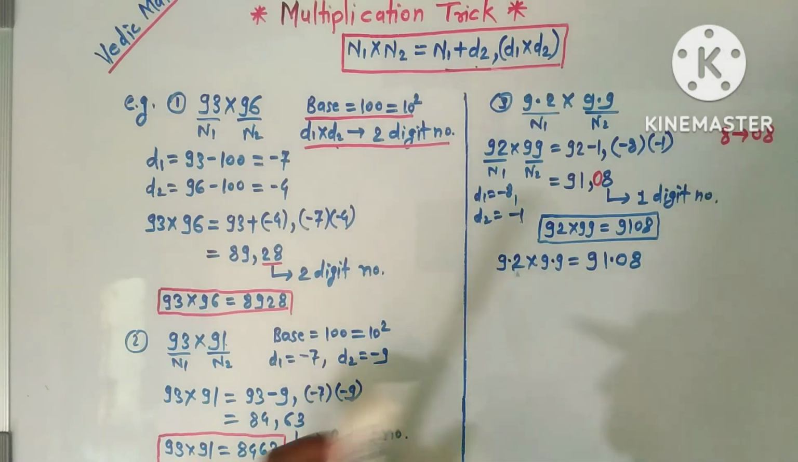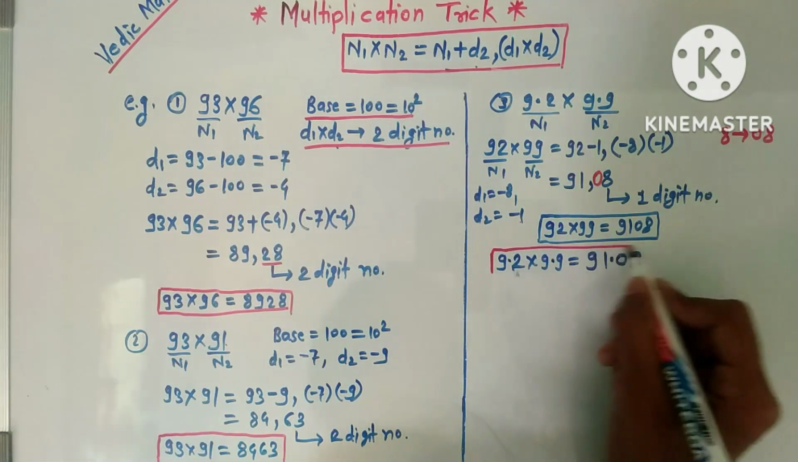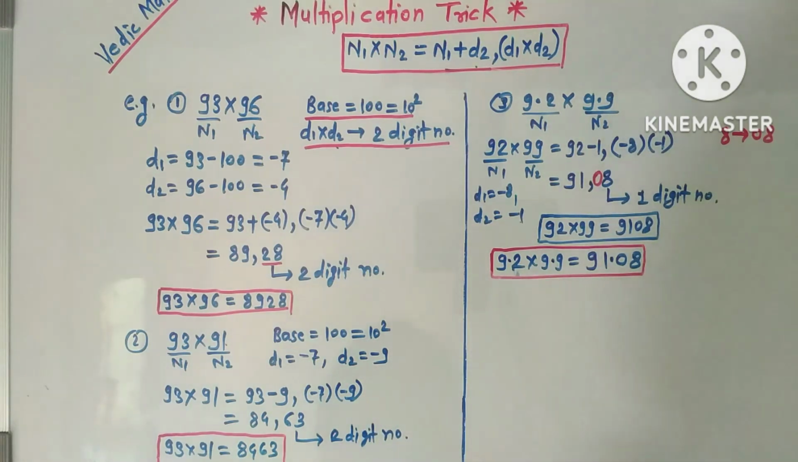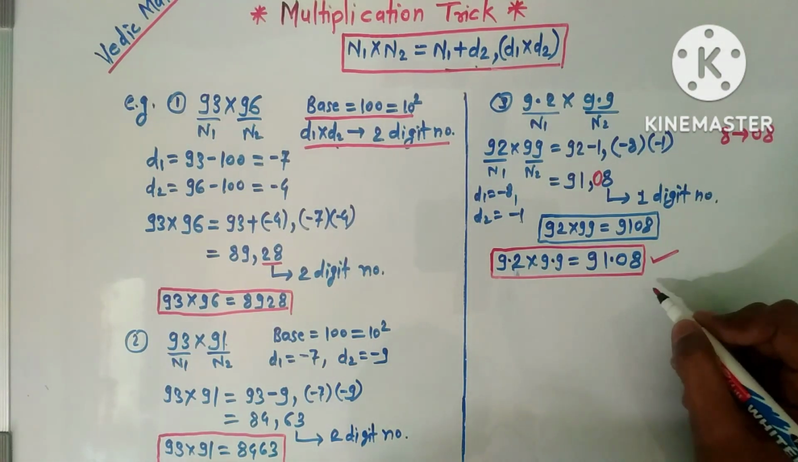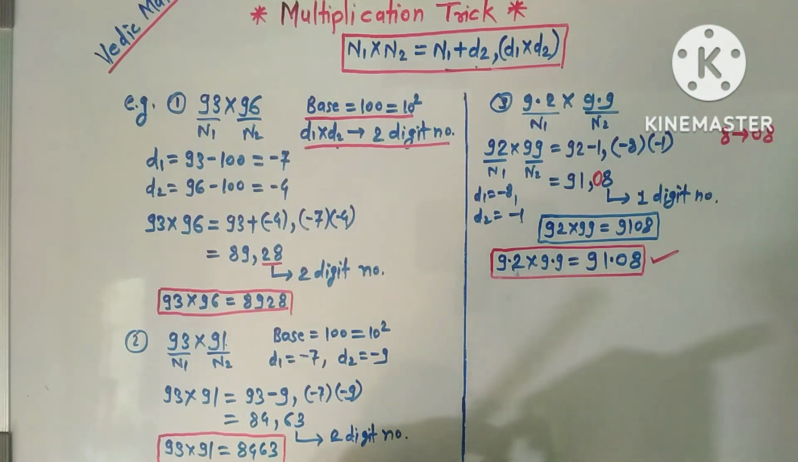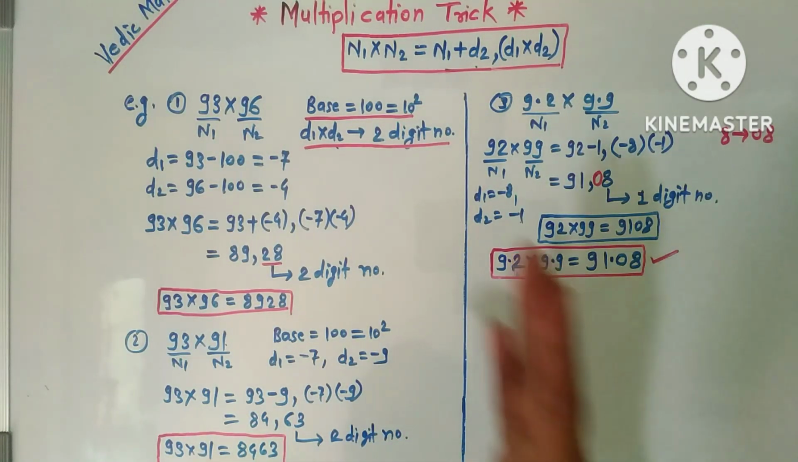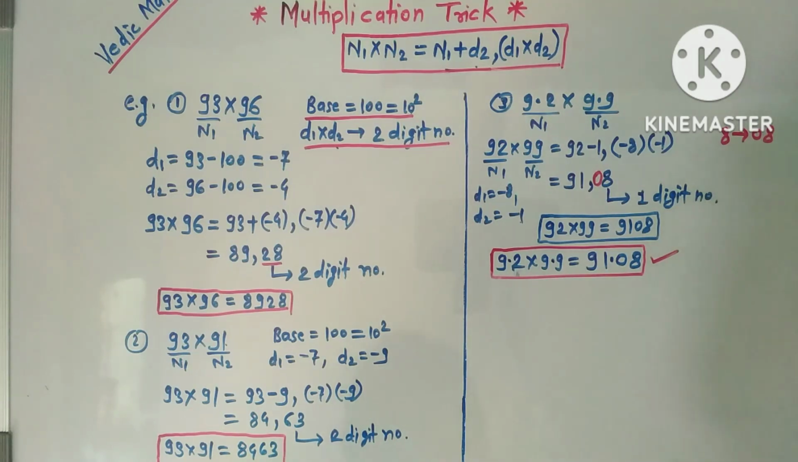So what is our final answer? 9.2 into 9.9 is equal to 91.08. So this is our correct answer, and this answer you can also check on a calculator. If you do these calculations using this trick daily, you will get perfection in how to solve this easily. Now we will see the next example.